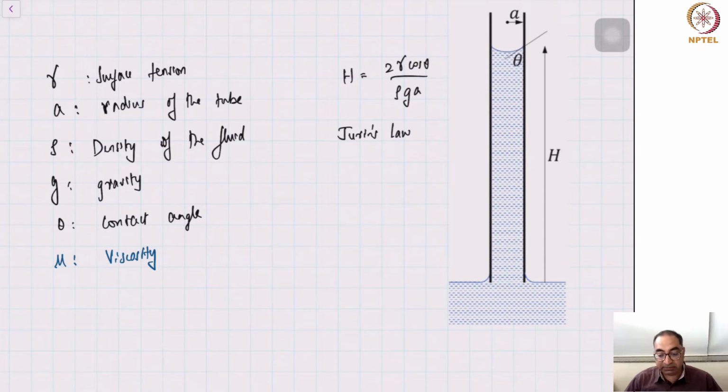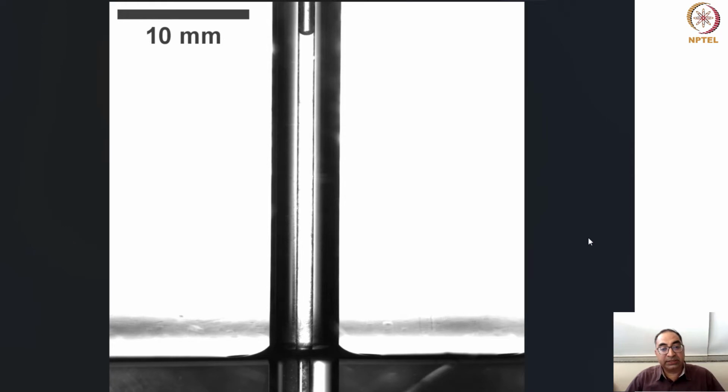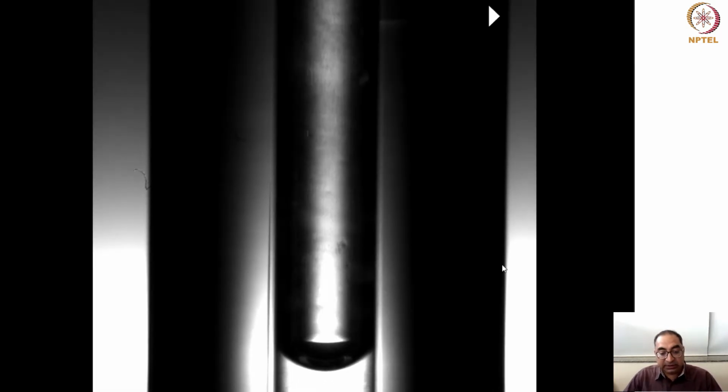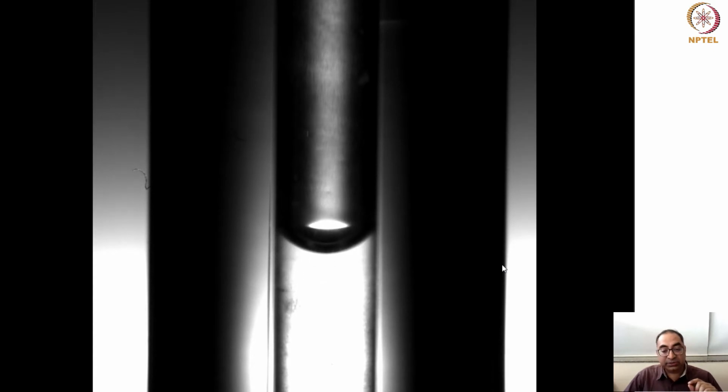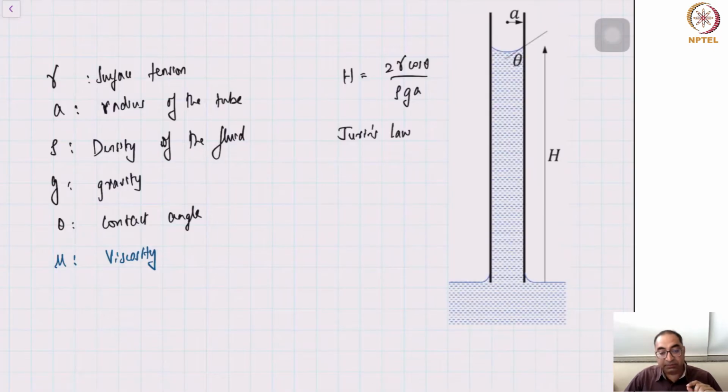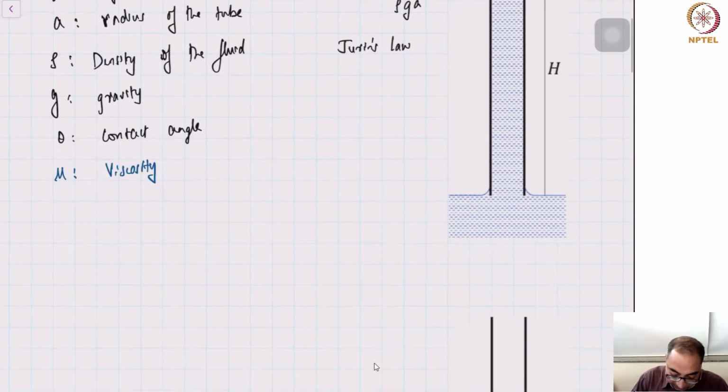Now, the static problem is something that can be easily checked in an experiment. So here's a fluid that is rising in a capillary tube, and you can see that the final height can be clearly seen. But what we also want to do is to study the dynamic problem, and this is a small movie indicating how the fluid actually is rising. And notice that during this evolution process, the contact angle does not really change much. So that's an important assumption that we'll be making.